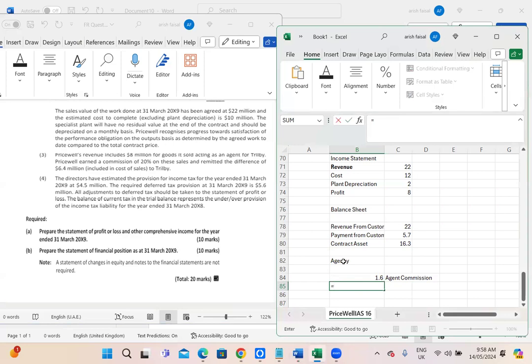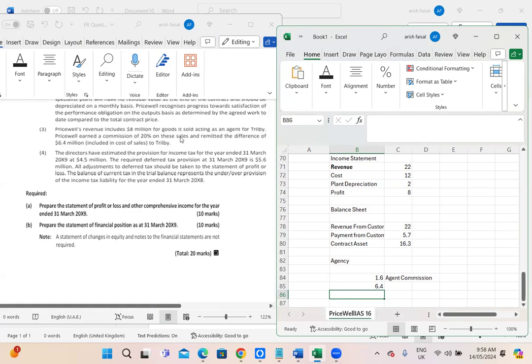Right. So the remainder, which is 8 minus 1.6, you need to adjust. You need to remove it from the revenue because it says includes 8 million. So you cannot include the whole 8 million. You can just record 1.6. Now you have an option that you can just remove the entire 8 million from the revenue and show 1.6 as your agent income as another income, or from the revenue itself you can also remove net, which is 6.4. Okay.